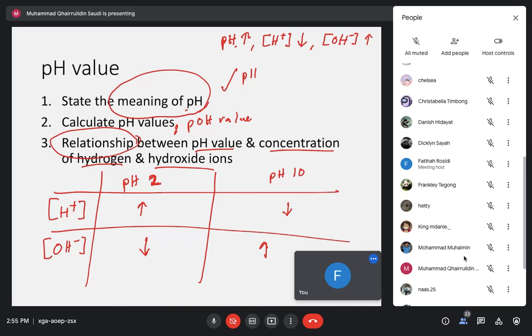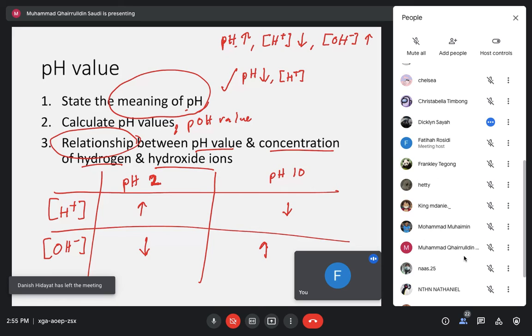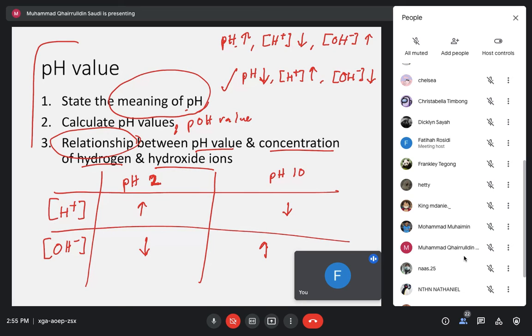Okay, so if the pH value decrease, how about the concentration of hydrogen ions? Yes, the concentration of hydrogen ion increase. How about the concentration of hydroxide ion? Decrease. Good. Sebab semakin pH value menurun, iaitu semakin acid, so hydrogen ion increase, hydroxide ion decrease. So cukuplah 3 benda ni sahaja yang awak kena tahu hari ini.